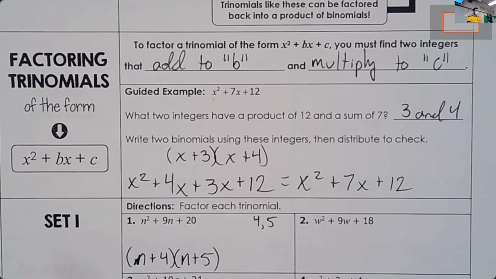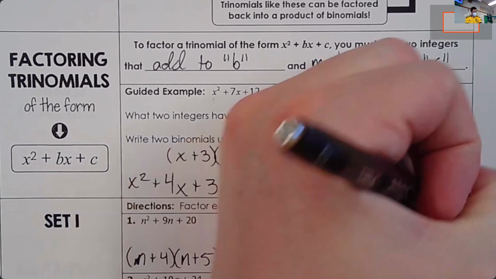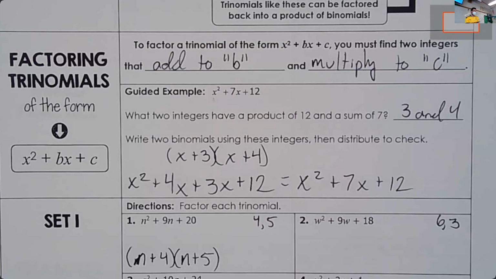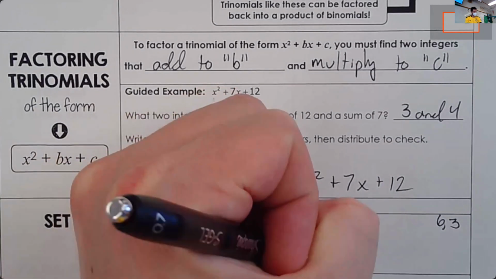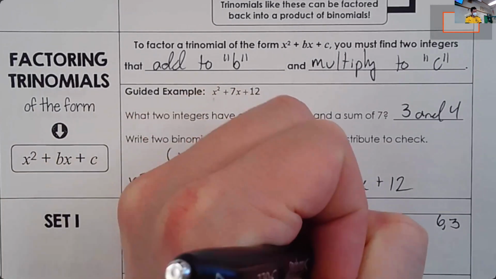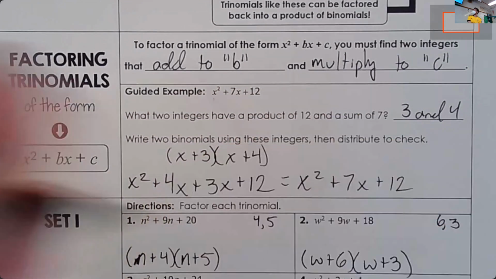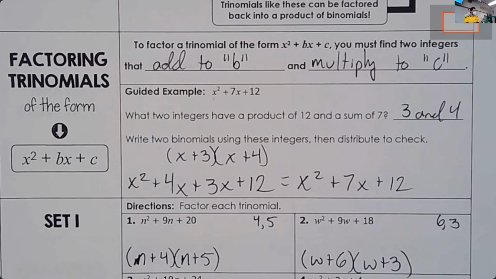Two numbers that, again, it's always best to think of the multiplication first because there are going to be fewer options for the multiplication than the addition. So two numbers that multiply to 18 and the same two numbers that add to 9. 6 and 3, there you go. So 6 and 3 are the two numbers we need. 6 times 3 is 18. 6 plus 3 is 9. So we're going to get w plus 6 times w plus 3, and that's our answer. As soon as you have those two integers, you can write your answer.